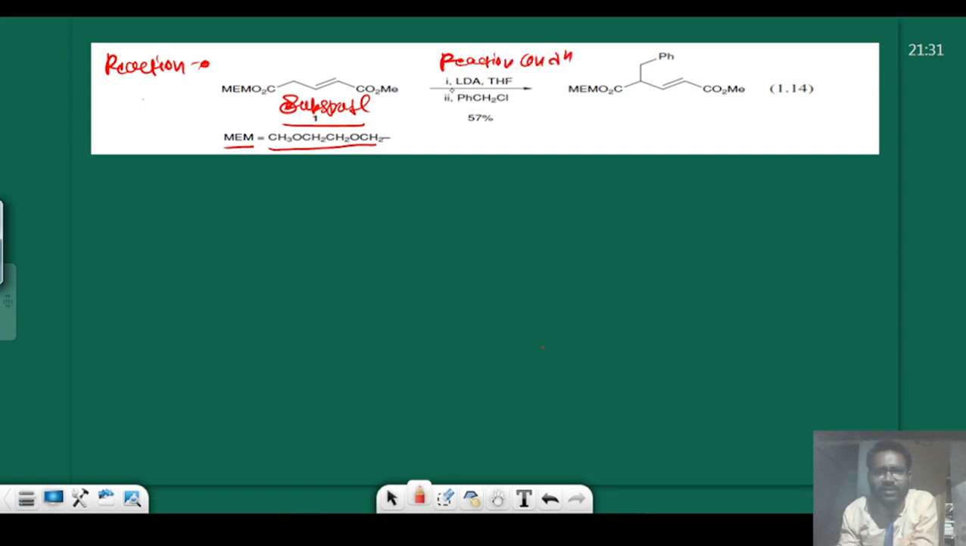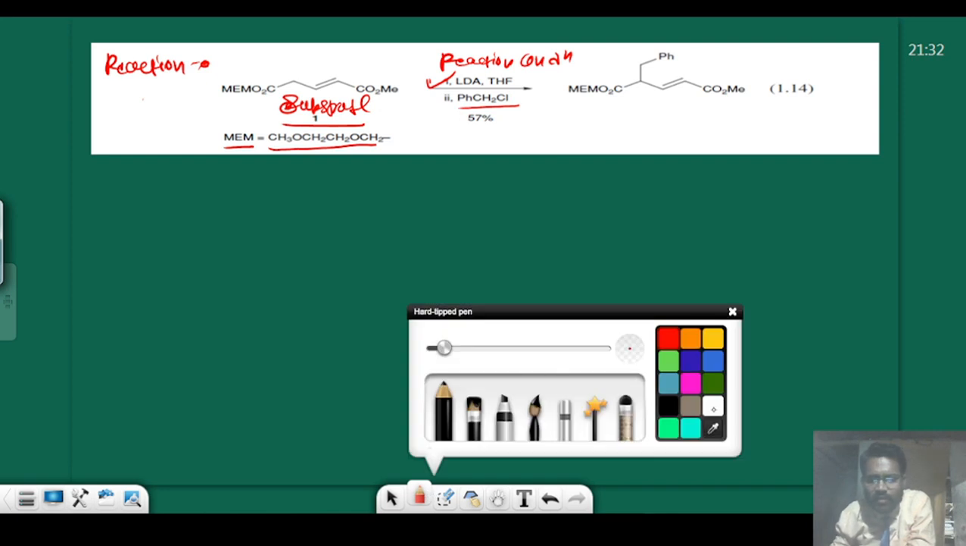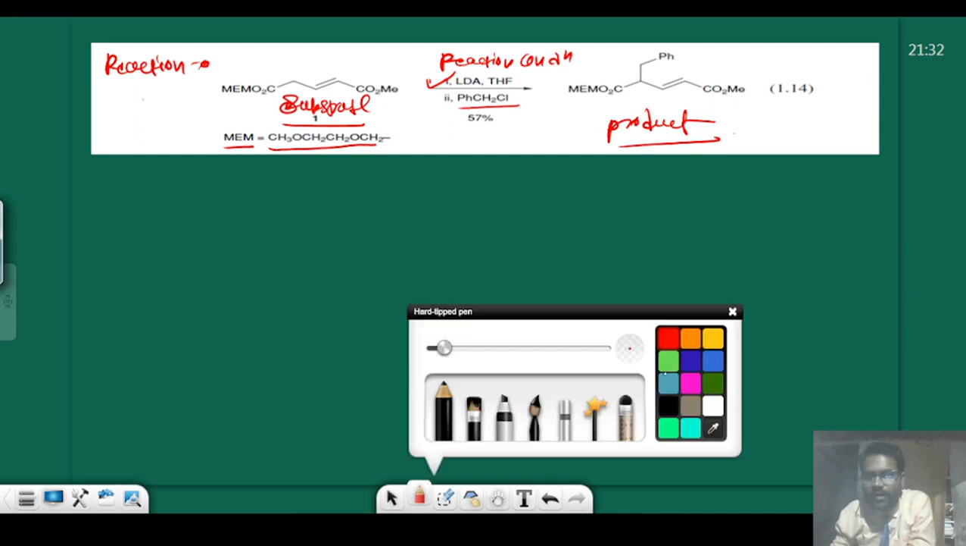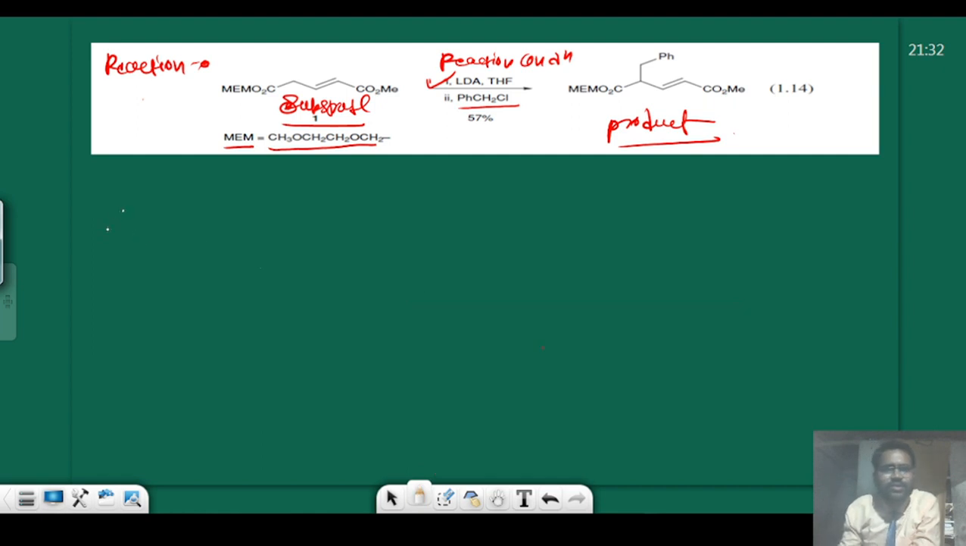So what have they mentioned for the reaction conditions? They have mentioned lithium diisopropylamide in the presence of tetrahydrofuran, and second, the electrophilic reagent is benzyl chloride. So again, this is a carbon-carbon bond forming reaction. And what is the product? This is our final product of this example. Okay, so let us discuss the mechanism of this reaction. So step number one.